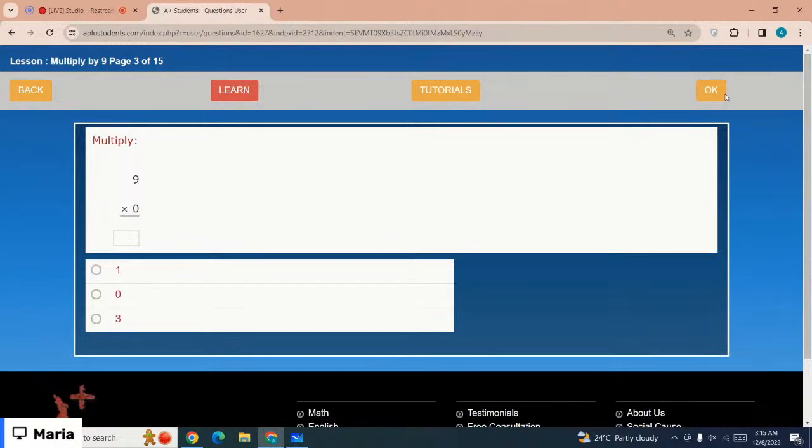Okay, the next one is 9 times 0. So which is the correct option? Nine times 0 is... any number multiplied by 0 equals 0, right? So 9 times 0 is 0. The correct option is 0.